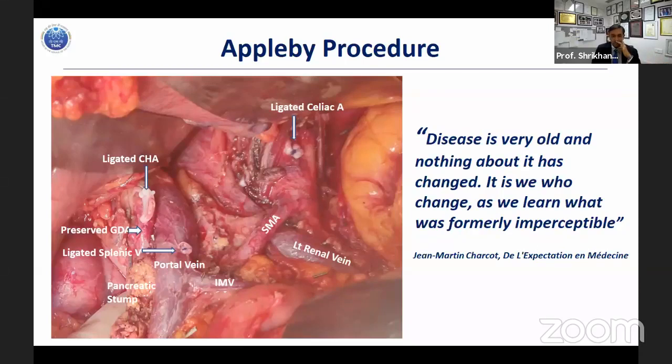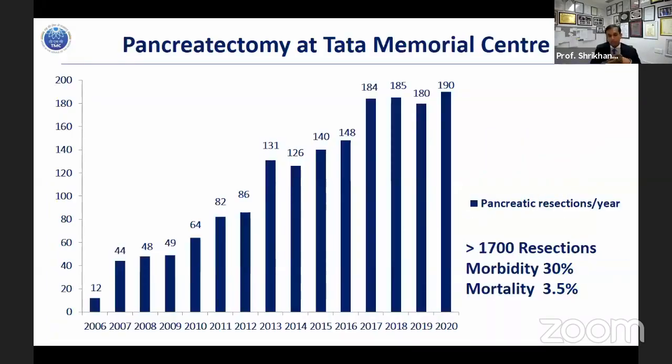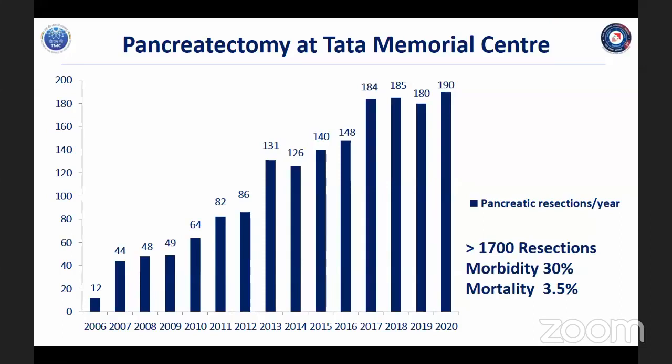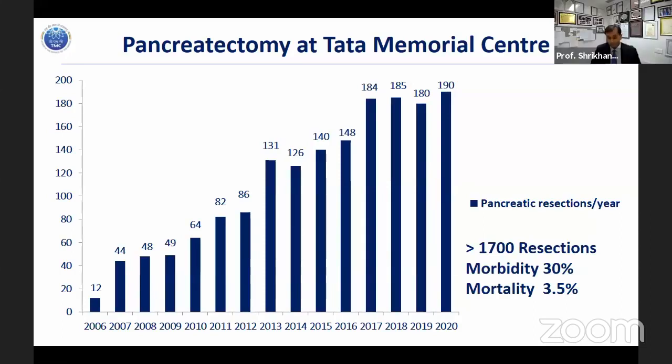This is our data in our team at the Tata Memorial. You can see that we have increased our complexity, range, and volume of surgery. Even in COVID year of 2020, we managed to do 190 pancreatic resections. Thanks to the segregation policy that we adopted in Tata, we never stopped our cancer services throughout this year at the Tata Memorial. So we do have an experience of over 1,700 resections. Our mortality has crept up slightly for the kind of variety of work that we do. And we had some challenges last year itself, but still it's a very acceptable 3.5.